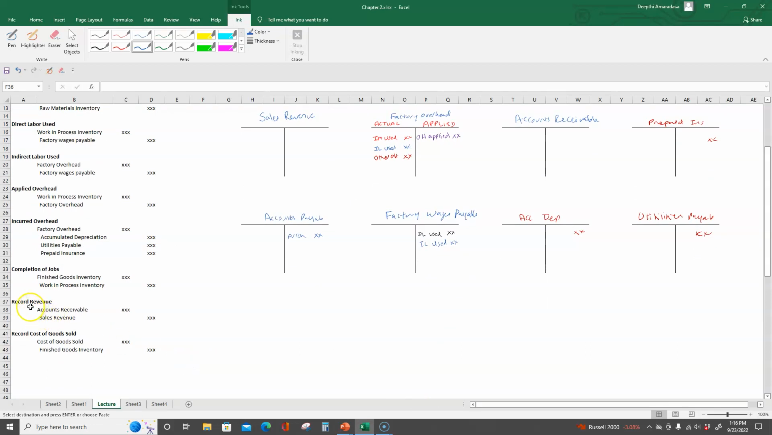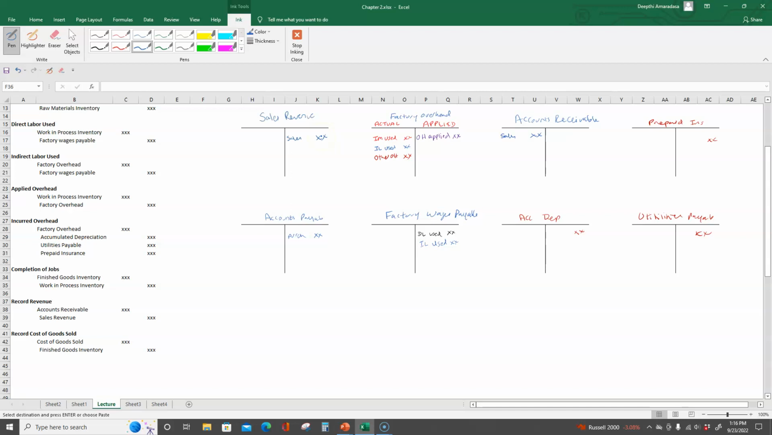So we're going to first record the revenue part of the sale. To record the revenue part, we assume it's going to be sold on account. So we're going to credit sales revenue and debit accounts receivable. I have the two accounts set up here. So let's just go ahead and record that. We're going to debit accounts receivable. This is for our credit sale. And then credit sales revenue account.